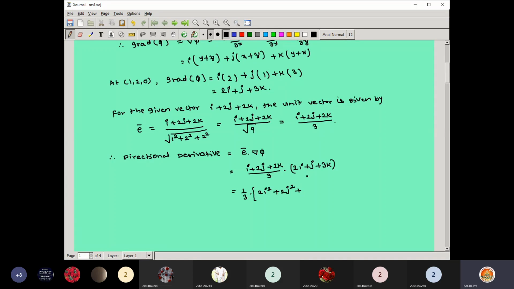Similarly, 2k times 3k, you are getting 6k square. For the remaining combinations, all are equal to 0. So you are getting 1 by 3. So this is nothing but 2, because i square value 1, plus j square value 1, plus k square value 1. So finally you are getting the answer, which is nothing but 10 by 3. So this much amount of units is to be applied to the scalar to convert it into a vector.